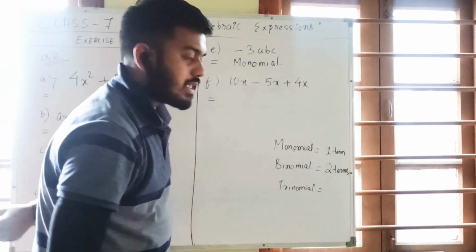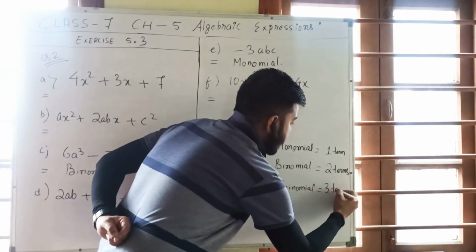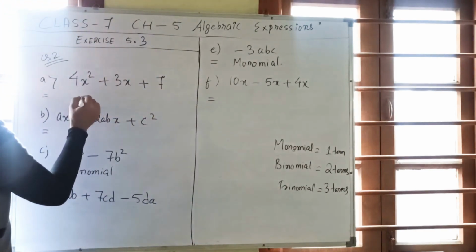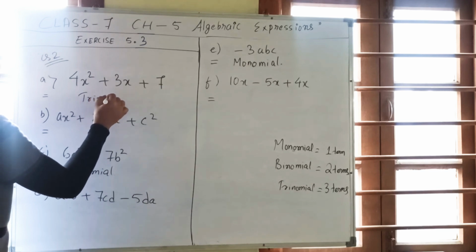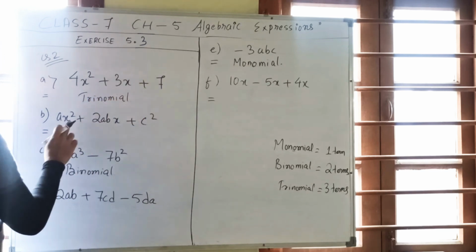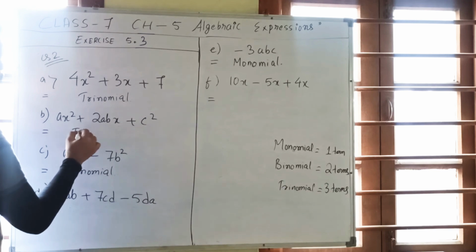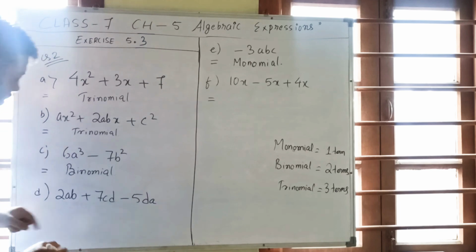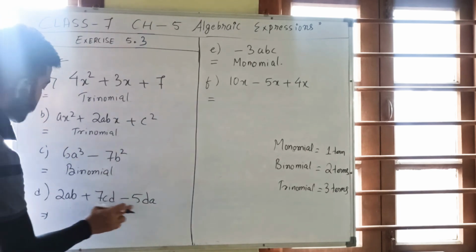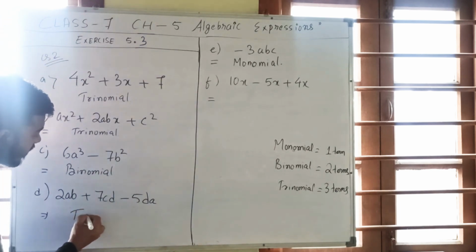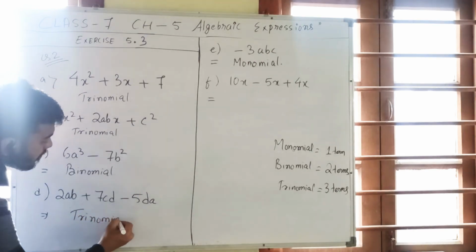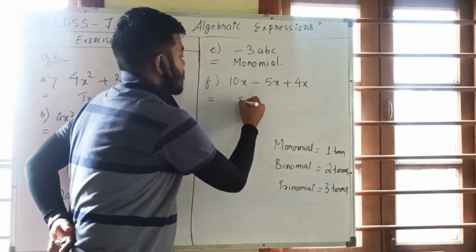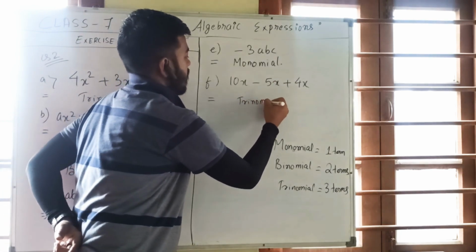Now what does trinomial mean? Trinomial means consisting of three terms. Let us check. 1, 2, 3. So this is your trinomial. Again 1, 2, 3. So this is also trinomial. This is binomial. Now here also you have 1, 2, 3. Three terms, right? So this is again trinomial. Question number F also 1, 2, 3. Three terms, so this is also your trinomial.